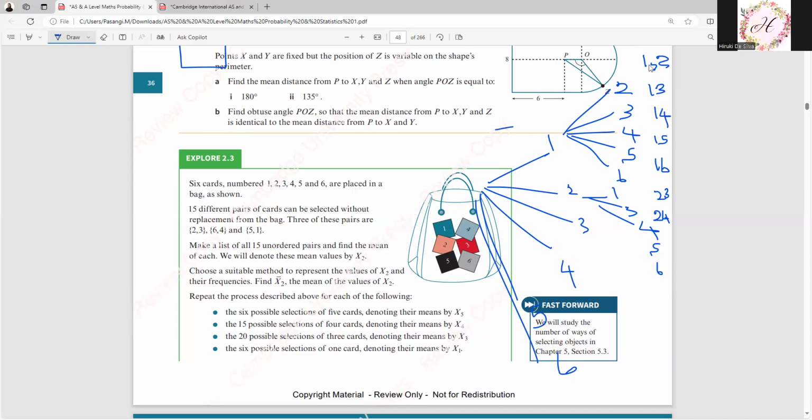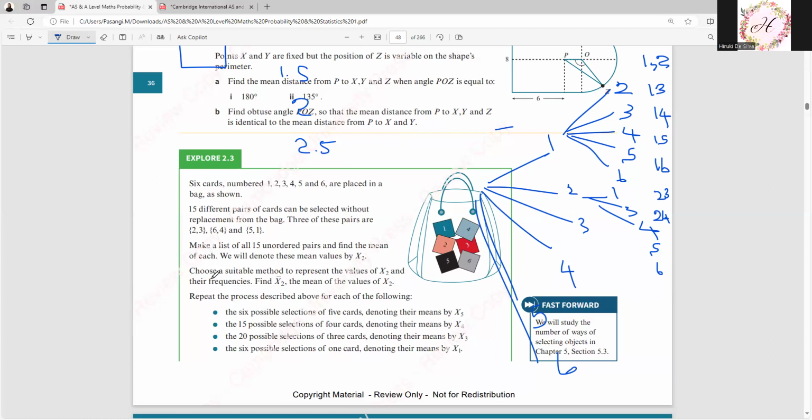Find the mean means here 1 plus 2, that is 3. 3 over 2, that is 1.5. 1 plus 3, that is 4. 4 divided by 2, that is 2. Then 2.5. Likewise, they ask us to calculate the mean of these outputs. So once we calculate that, make a list of all 15 unordered pairs and find the mean of each. We will denote these mean values by x2.